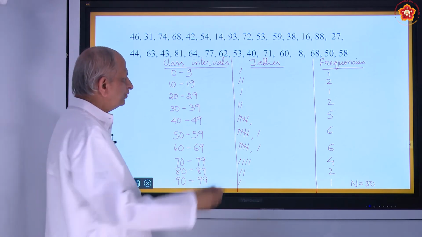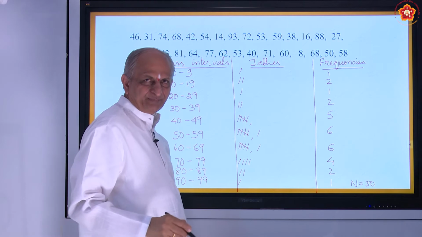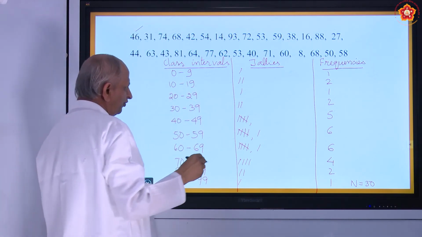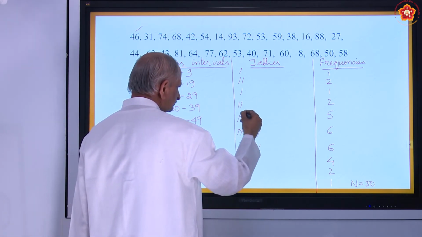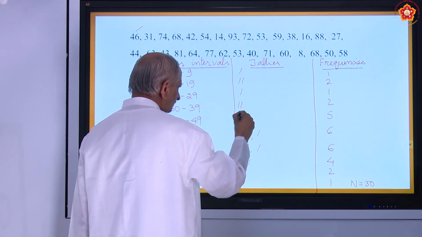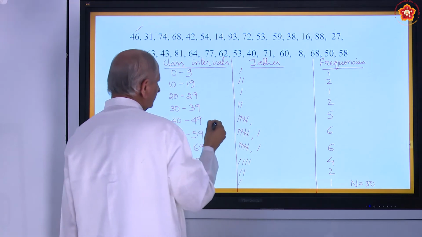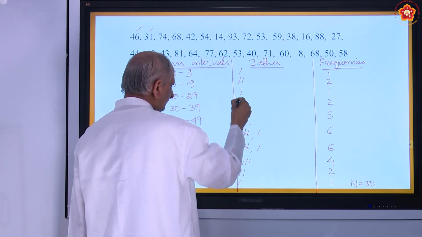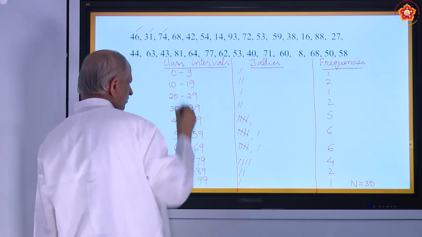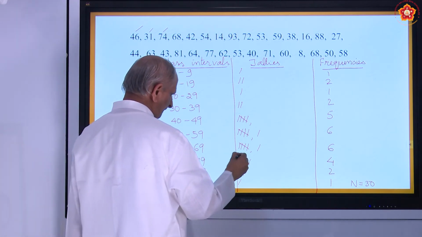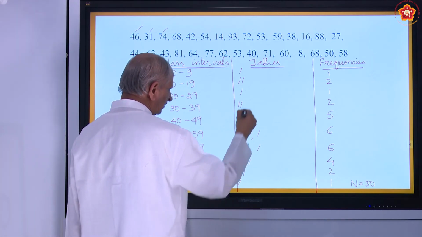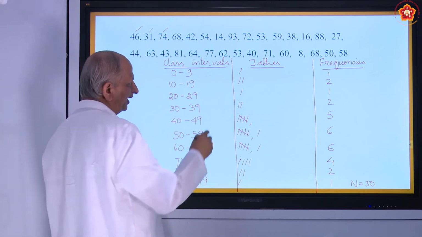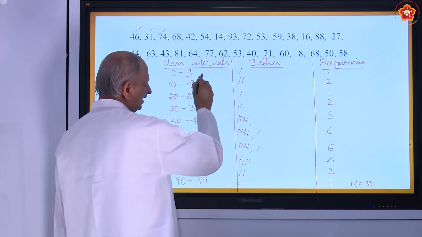And then what will you do? Tallies. Tallies means you must see where this 46 belongs. 46 belongs here. That you have to mark. And then 31. 31 will be here. Then 74. 74 will be here in this class interval. Like that, go on putting tallies. Okay. After that, you must write how many tallies are there in that class interval.